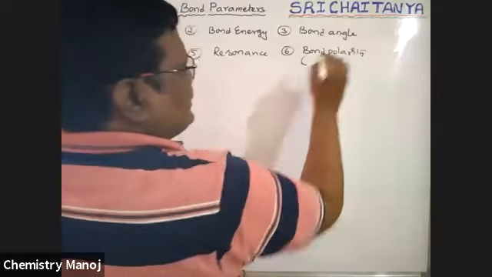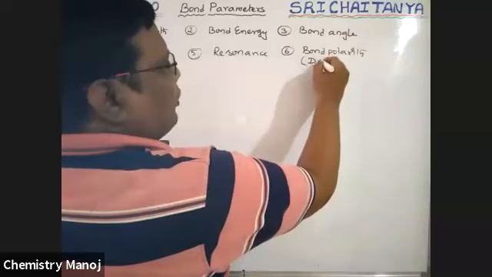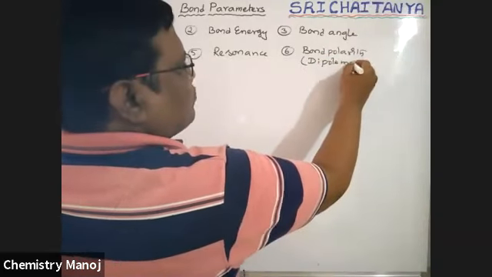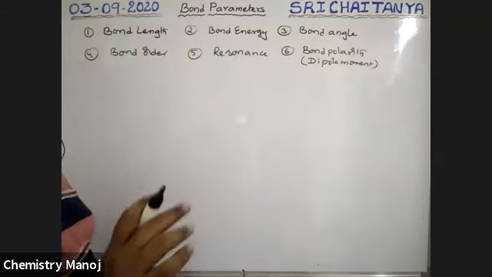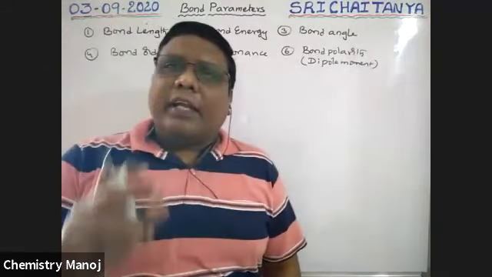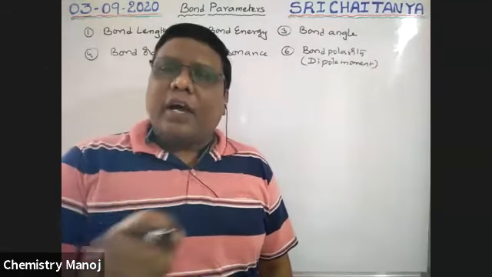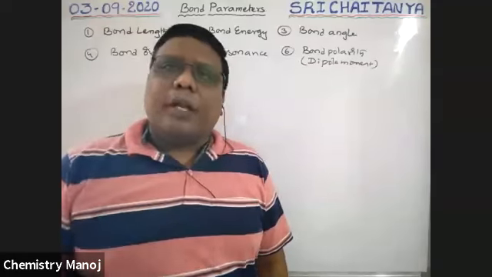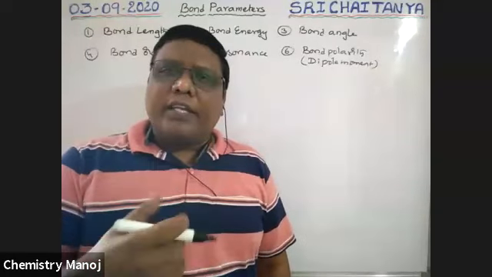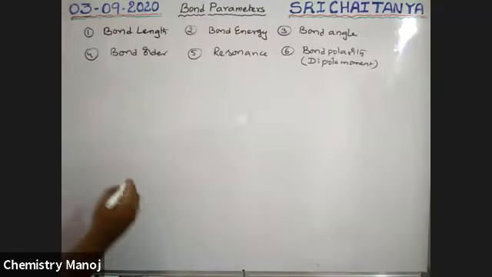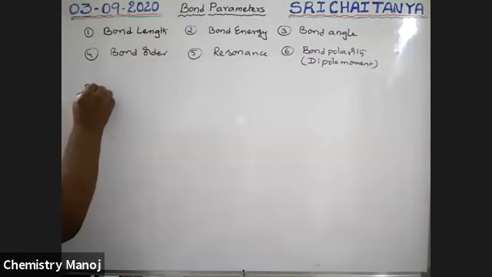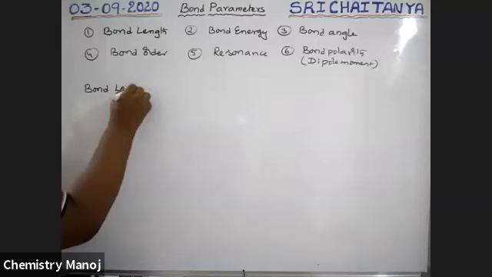Bond polarity, this comes with dipole moment. Dipole moments. All these topics are related with chemical bonds. That's why all these come under bond parameters. So now we are discussing here one by one. So first of all, bond length.